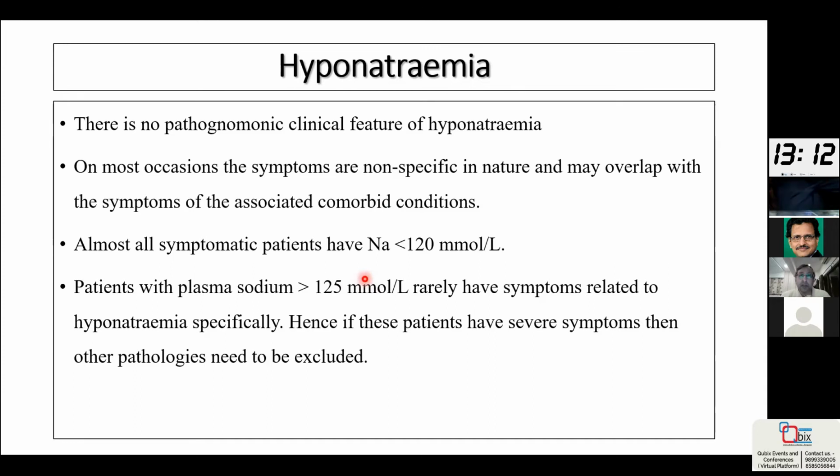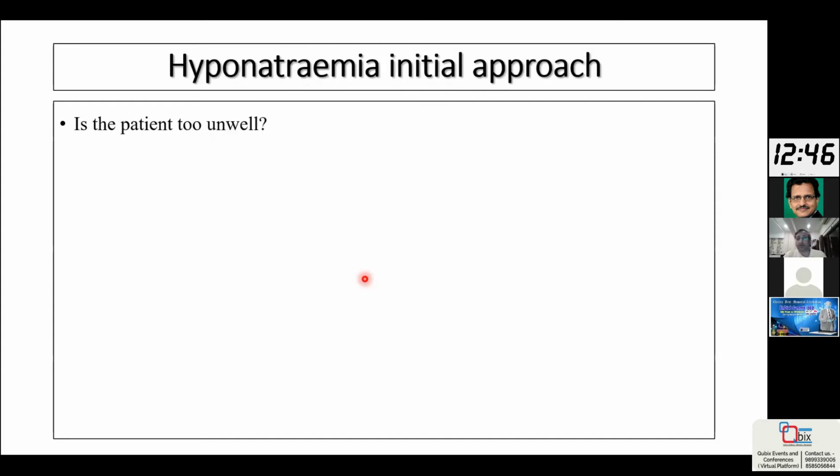If a patient is severely symptomatic but the sodium is more than 125, double check the sodium level because the result might be wrong, or you have to look at other pathologies. For example, somebody having a sodium of 126 and is very drowsy, it is not due to the hyponatremia. So more than 125 and severe symptoms, look at other causes.